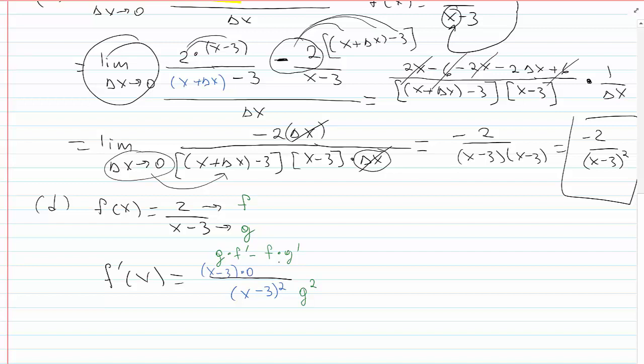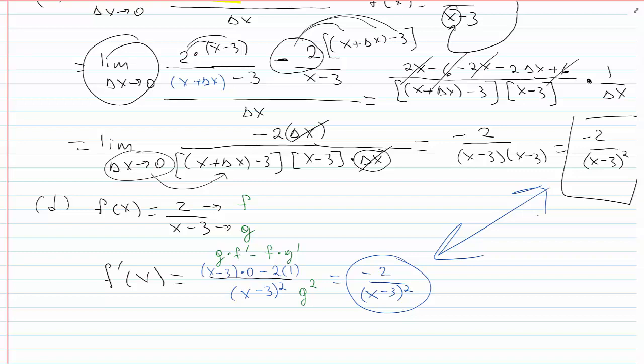Derivative of 2 is 0. Derivative of a constant is 0. Then minus, you keep the f times the derivative of g, which will be 1. 0 times anything is 0, so then it nicely simplifies to the same thing that we got using the definition of the derivative. So this is a rule, and this is a definition, and they are corresponding. Okay, so it must be correct.